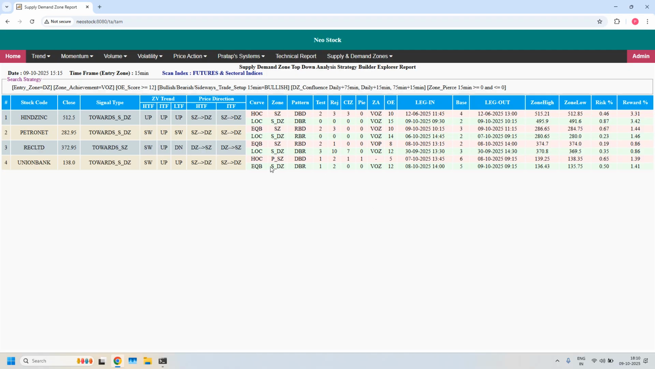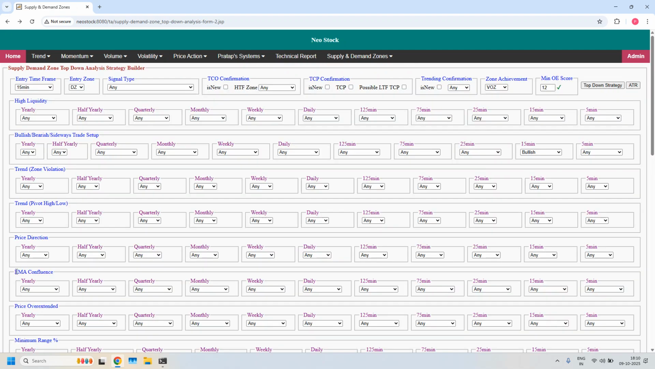In these 4 stocks, these 15 minutes demand zones are overlapped with 75 minutes demand zone. Both together overlapped with daily demand zone. But daily trend is uptrend in only one stock. Let's verify if this stock daily demand zone having daily EMA or not.